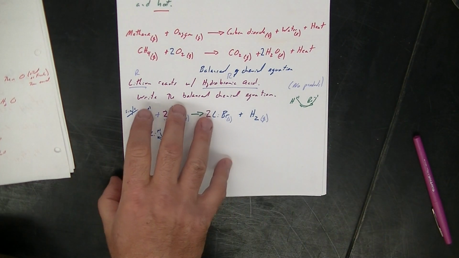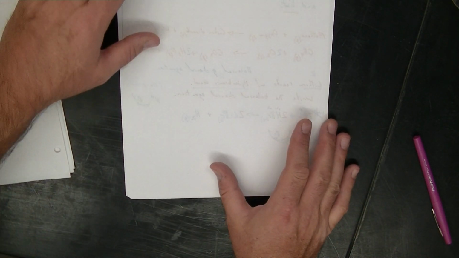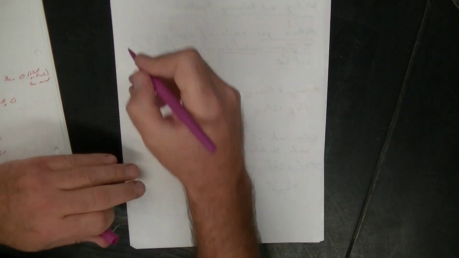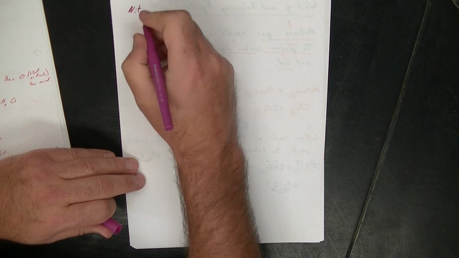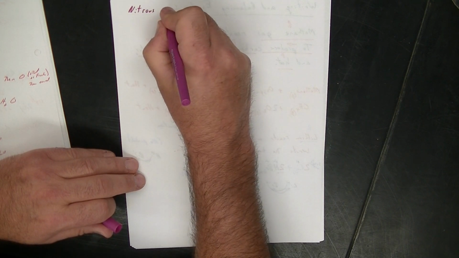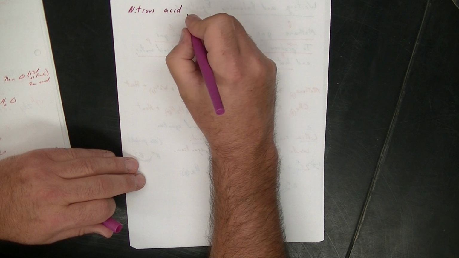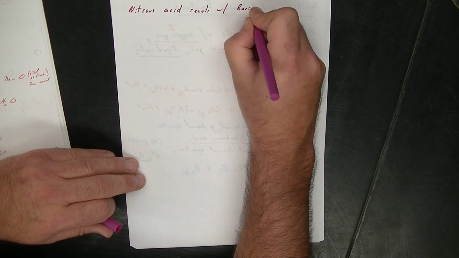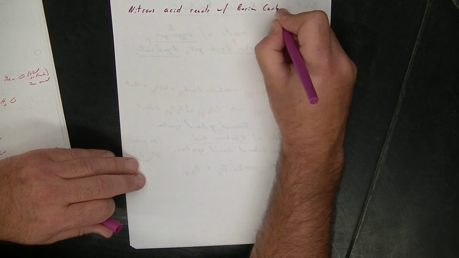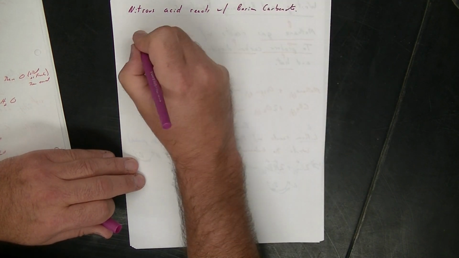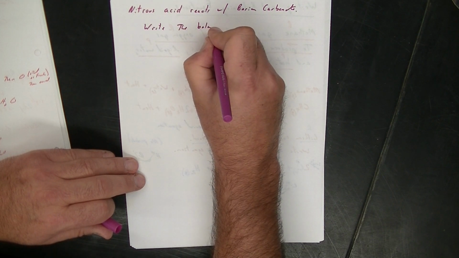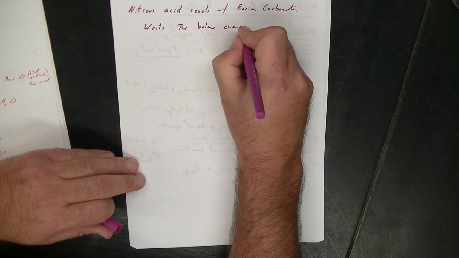Alright, let's try another one. Nitrous acid reacts with barium carbonate. Write the balanced chemical equation.